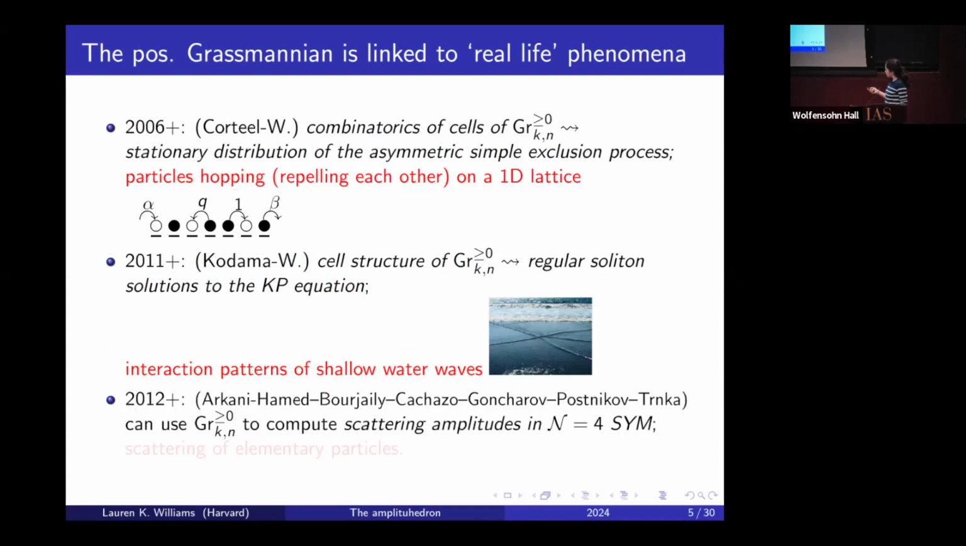And then what's most relevant to my talk today began in this work in 2012 of Nima, Jacob, Freddy Cachazo, Goncharov, Postnikov, and Trnka, in which they explained that you can use the positive Grassmannian to compute scattering amplitudes in N equals 4 super Yang-Mills. So this is scattering of elementary particles.